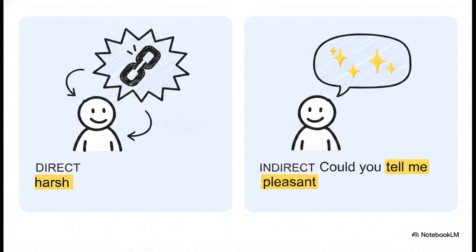When you need that verification we just talked about, sure, you could use a direct question. What is your account number? But listen to the indirect version. Could you tell me your account number? Switching from a direct to an indirect question instantly adds this essential layer of politeness to your protocol. It just sounds infinitely more professional, right?